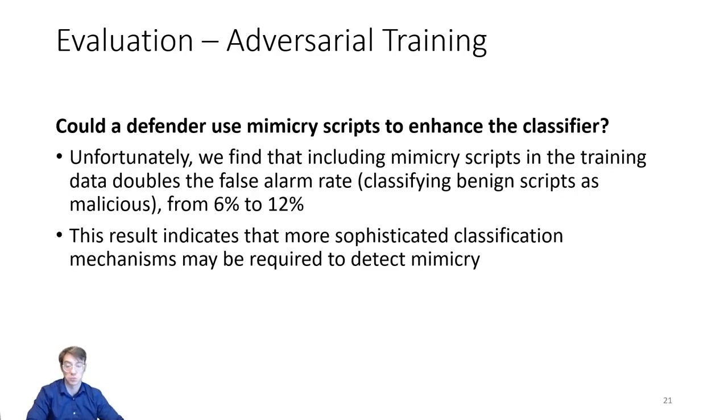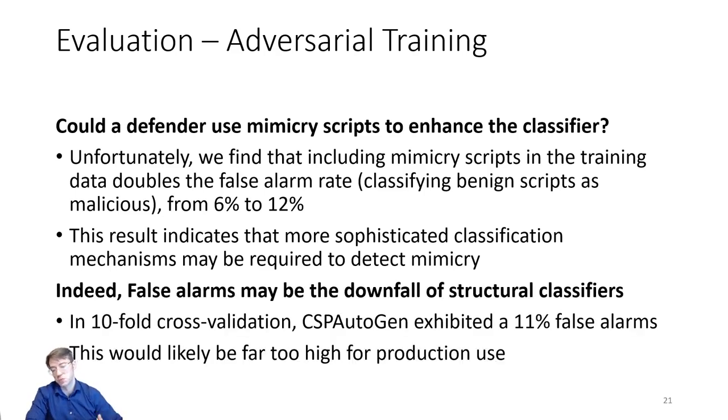Adding mimicry scripts to the training did slightly improve the evasion rate, but at the cost of a massive increase in the false alarm rate all the way up to 12%, which seems to be kind of a deal breaker for a production system. And we feel that this indicates that more sophisticated classification might be necessary rather than just better training data. Indeed, false alarms seem to be a pretty big problem for structural classifiers as well.